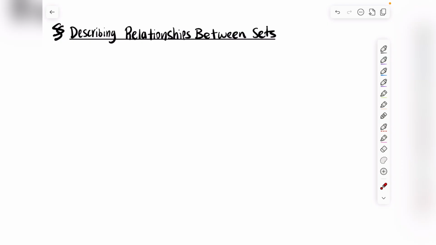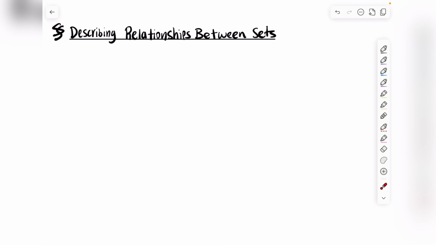In the last two videos, I introduced what sets are and I taught you how to describe sets individually. But what if you want to describe the relationship between sets? So let's say you have a set A and a set B. How can you describe the relationships between these sets, if there is a relationship in the first place? Well, there's only three types of relationships we have to worry about.